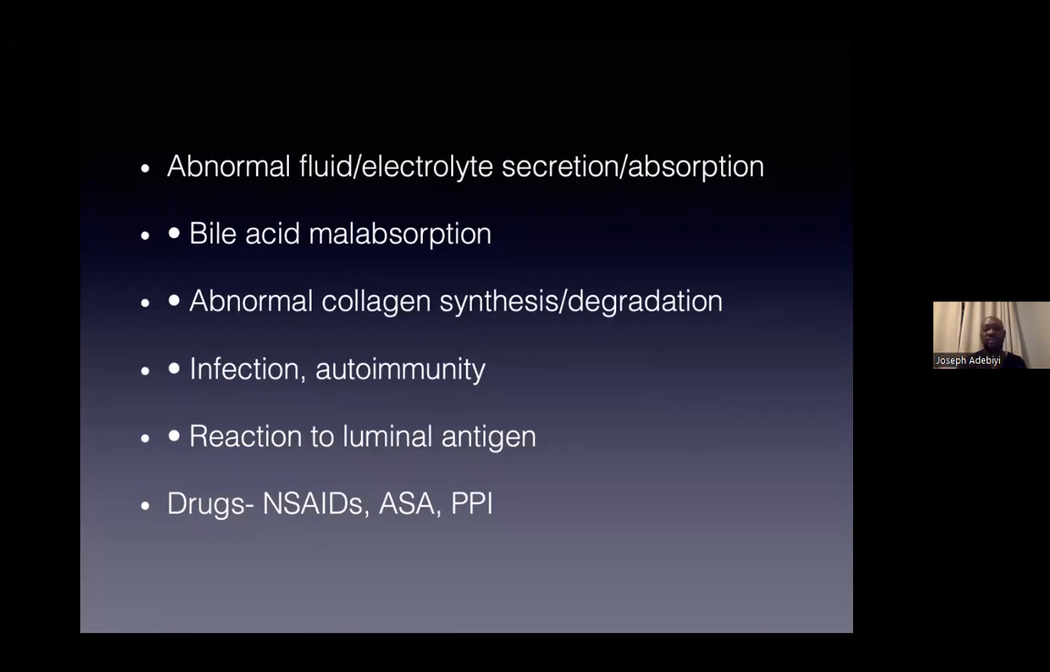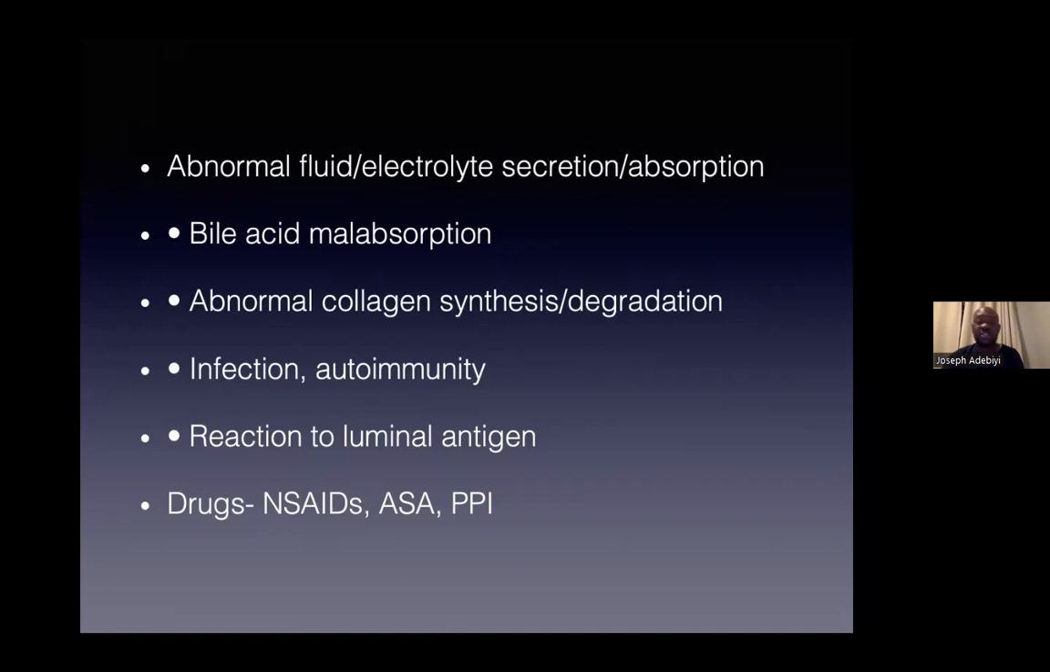genetic and environmental factors, leading basically to abnormal fluid and electrolyte secretion and absorption. So you have a problem with sodium, chloride and water, both absorption and secretion, leading to net secretion of these substances, and then this leads to diarrhea, and then bile acid malabsorption, and then this with abnormal collagen synthesis and degradation, but tending towards more collagen synthesis, and then interaction with infections.